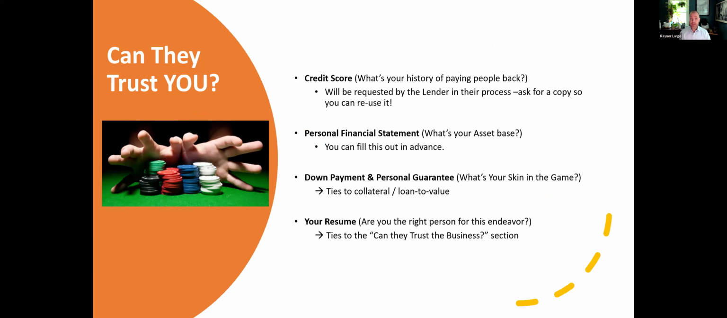So the can-they-trust-you piece, we talked about the credit score. They'll also ask for a personal financial statement, which lays out your assets and your liabilities and your obligations. That down payment and personal guarantee becomes very important, because that's not only your skin in the game and you saying, yes, I have as much or more to risk as I'm asking you to risk, but it also reduces their exposure, right? So what's a good example?